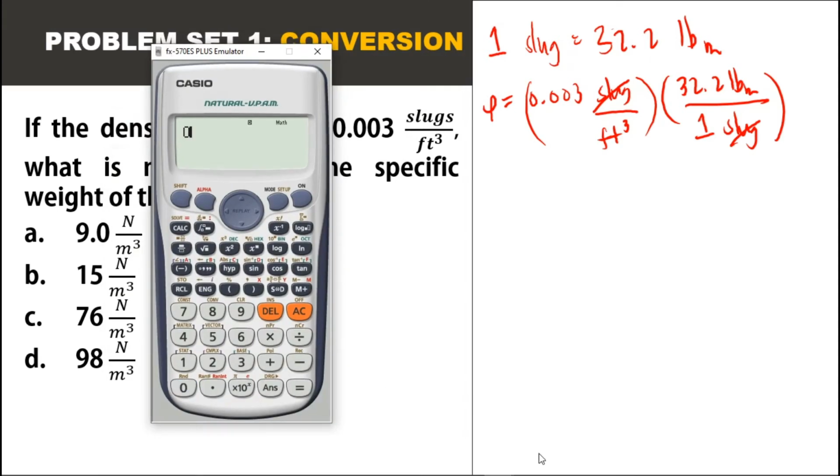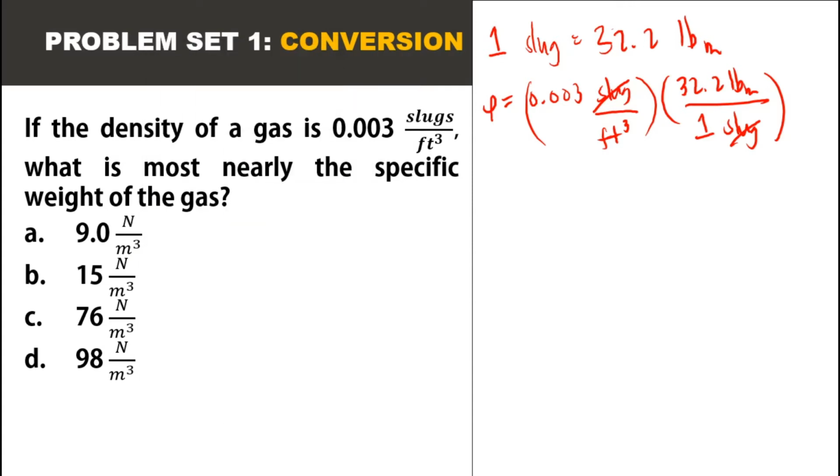So 0.003 times 32.2, you have 0.0966. The density is 0.0966 pound mass per cubic feet.